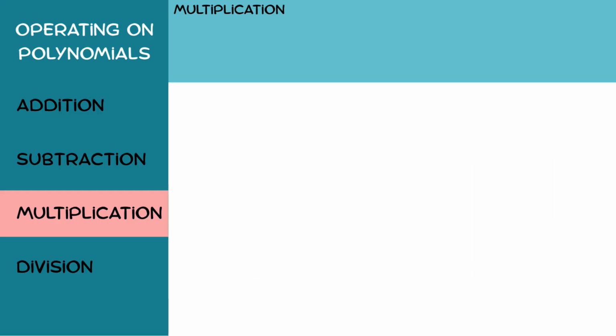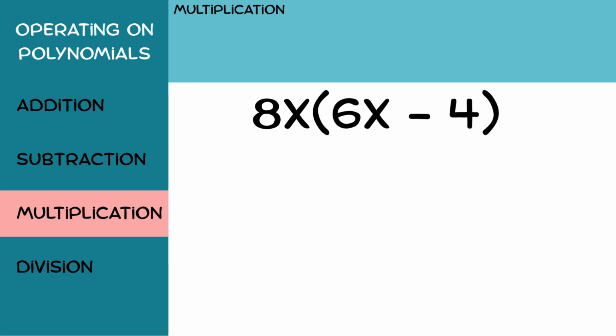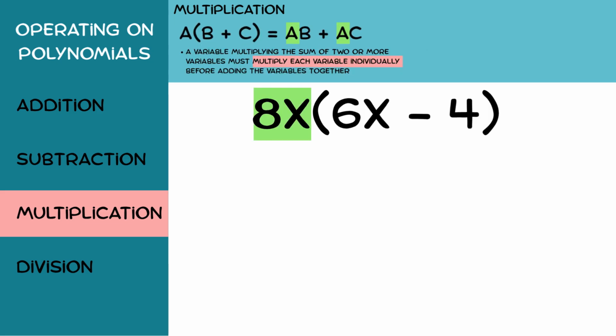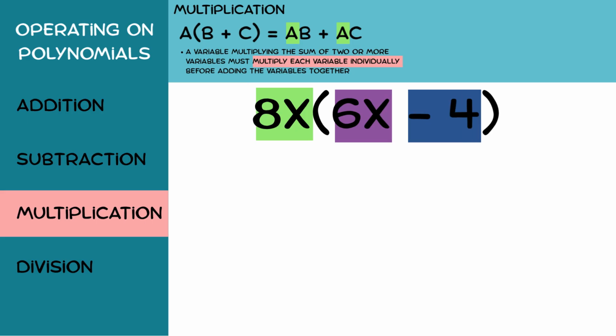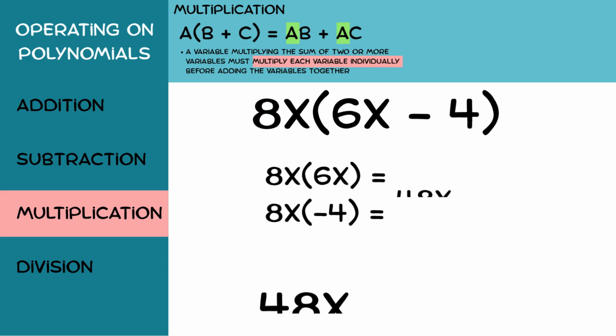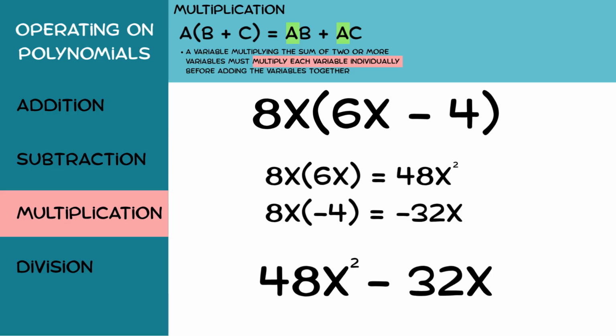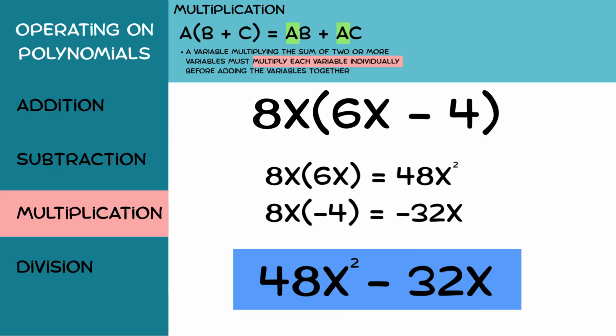If we had an equation like this, we must remember the distributive properties. 8x must multiply with both 6x and -4 before operating on it. This will therefore create this: 48x squared minus 32x. When you cannot operate on a polynomial anymore, the expression is said to be simplified.